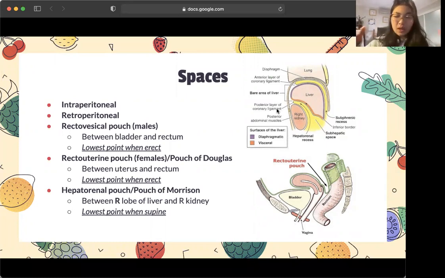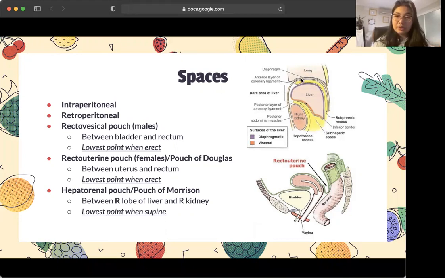So if we are sitting up or standing up, the lowest point in males is going to be between the bladder and rectum. Recto-vesicle pouch. Whereas in females, it's going to be between the uterus and the rectum. So recto-uterine pouch, also known as the pouch of Douglas. You'll see them interchangeably. Whereas when we are lying down, it's going to collect here.